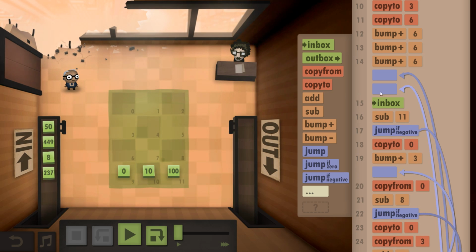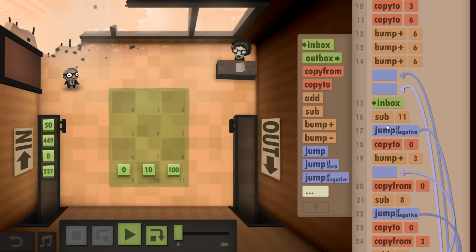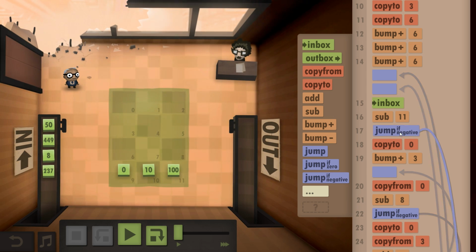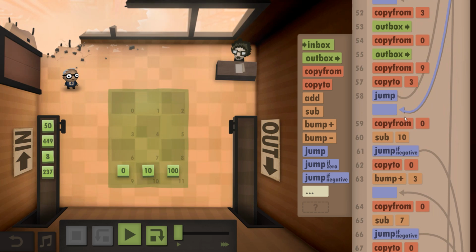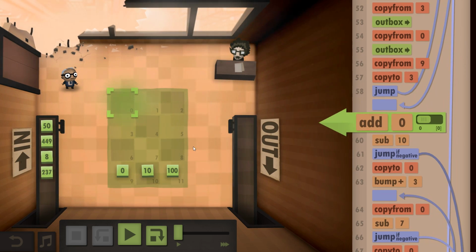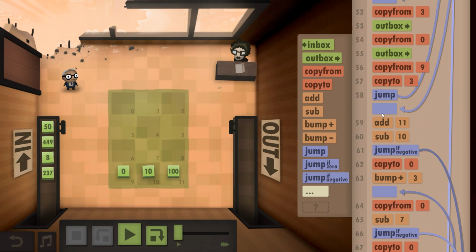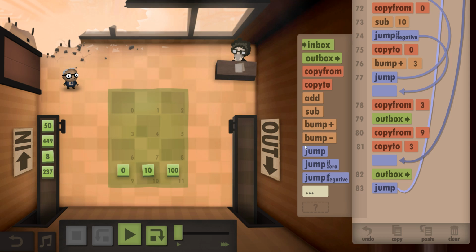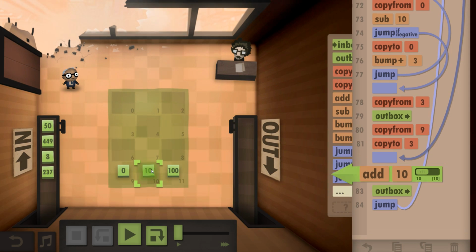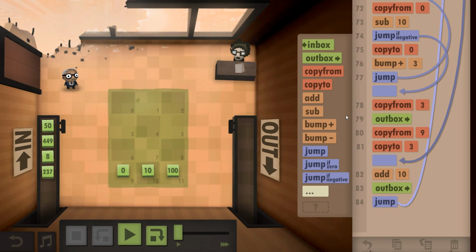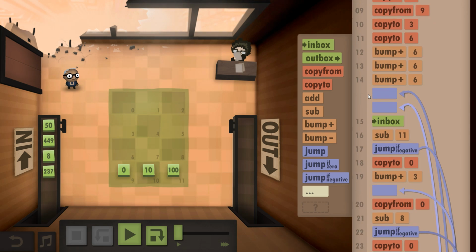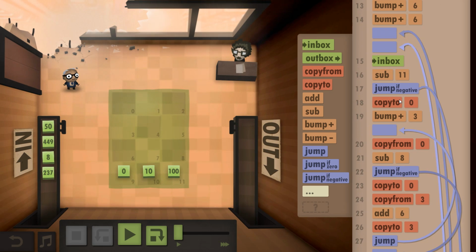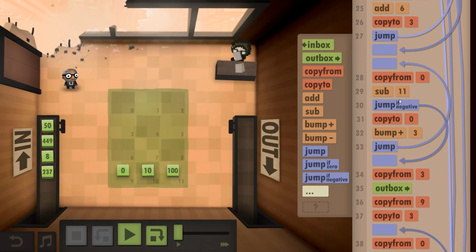If I don't save it here, the only issue, there's no issue here because I save it here anyway. But if it's negative, I go down here, and instead of the copy from, I need to add 11, and I subtract 10 if that's negative. I need to add 10 and outbox it. There's no difference from here on out if I don't go into that one, I think.